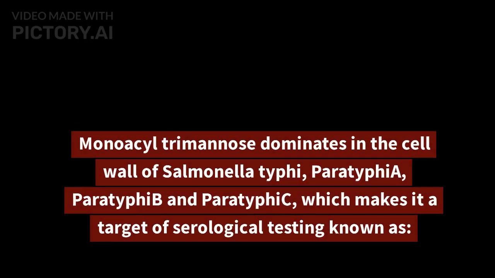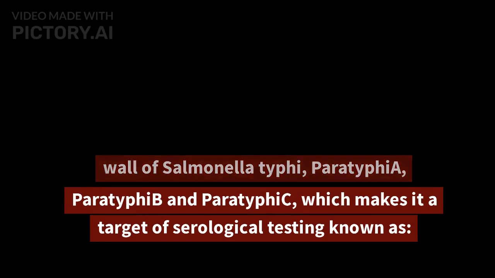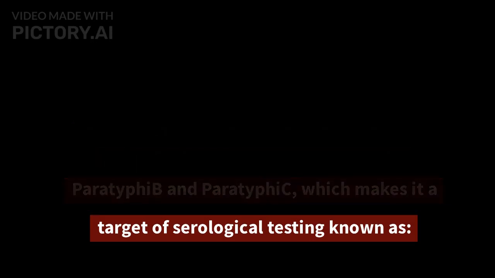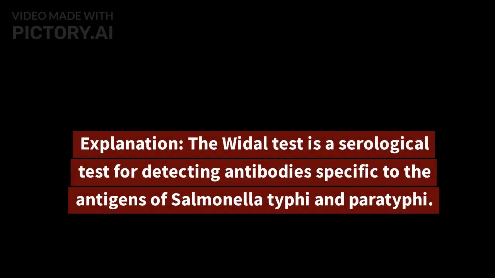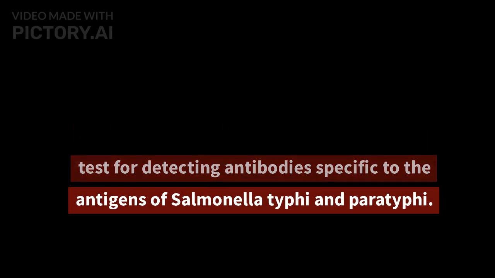17. Monoacyl trimannose dominates in the cell wall of Salmonella typhi, Paratyphi A, Paratyphi B and Paratyphi C, which makes it a target of serological testing known as A. Widal test, B. Coombs test, C. Leishman stain, D. Gram stain. Answer: A. Explanation: the Widal test is a serological test for detecting antibodies specific to the antigens of Salmonella typhi and Paratyphi.